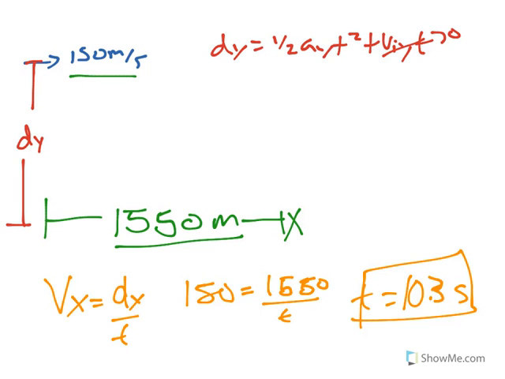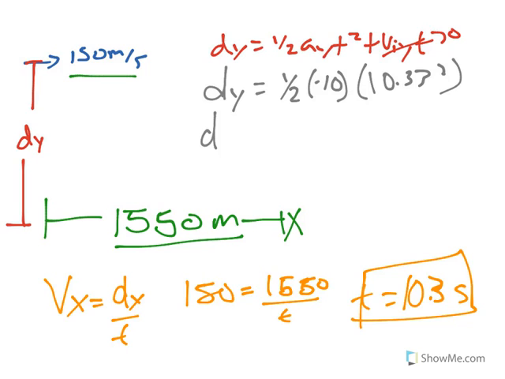Then I'm going to come back up here and plug this in. So dy is equal to 1/2 times -10 times 10.33 squared. And I should get dy is equal to 534 meters.